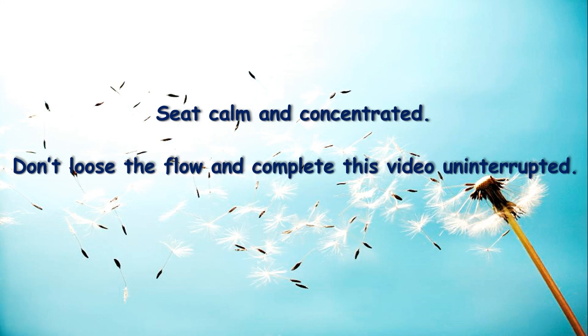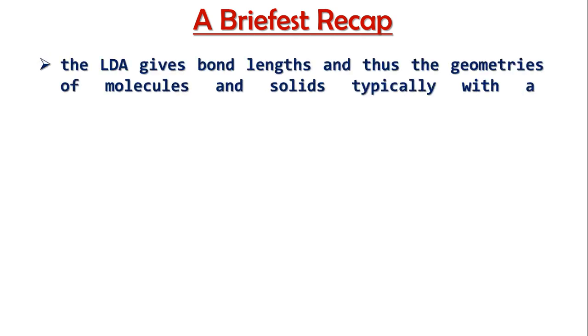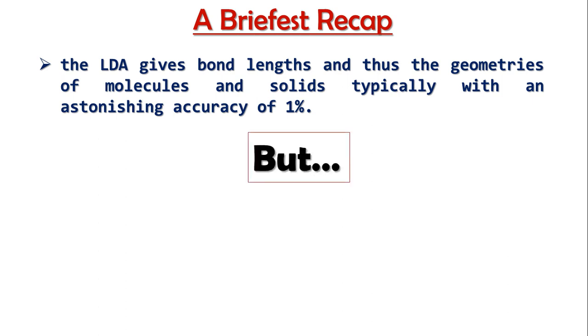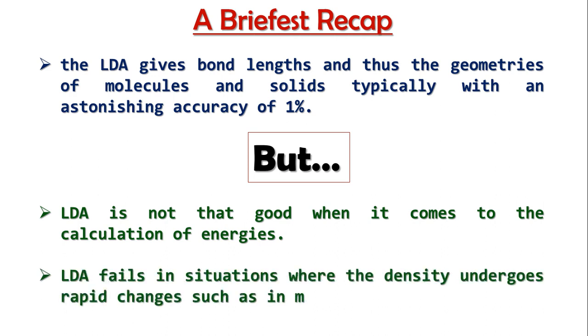Okay, in the previous lecture, we had seen that the LDA approximation gives bond lengths and thus the geometries of molecules and solids, typically with an astonishing accuracy of about 1%. But actually, the LDA is not that good when it comes to the calculation of energies. And it's pretty obvious too, LDA fails in situations where the density undergoes rapid changes, such as in molecules.